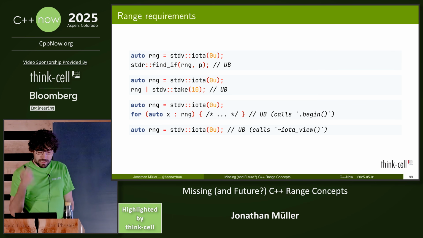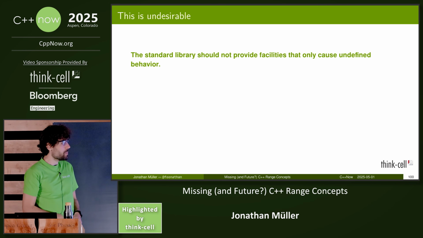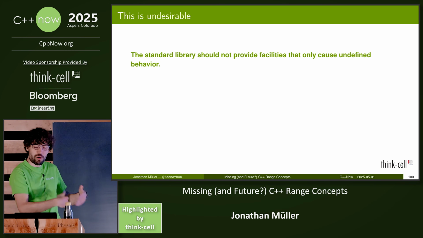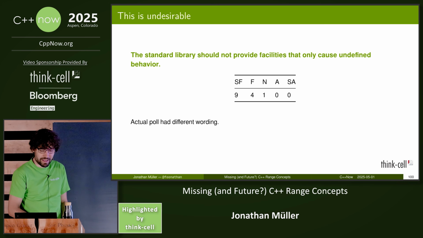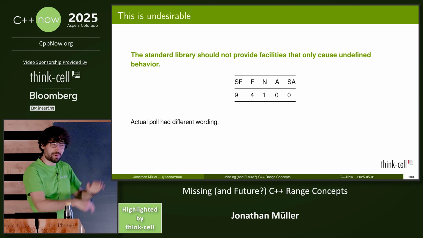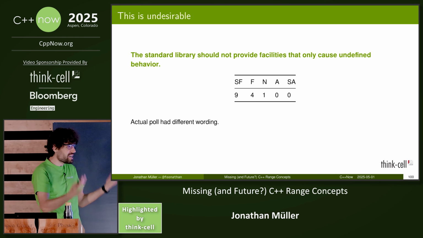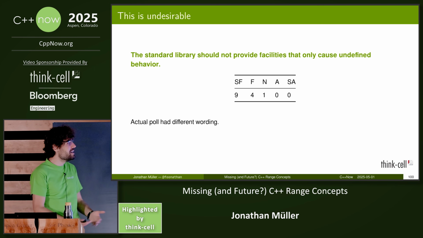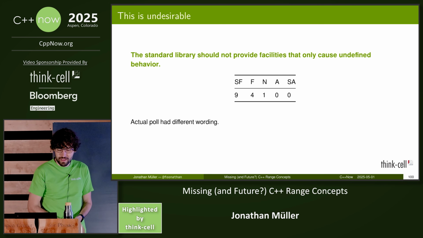And so this came up in Hagenberg in SG9, and we took a poll. Essentially, the standard library should not provide facilities that only cause undefined behavior. And it passed. The actual poll had slightly more nuanced wording, but in a nutshell, we provide an iota view, but you can't actually do anything with it without causing undefined behavior. And that's a bit unfortunate.